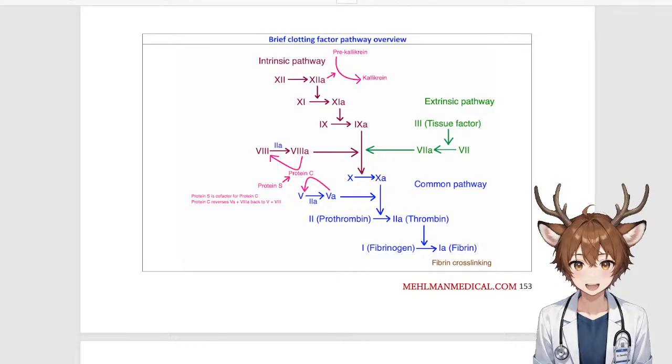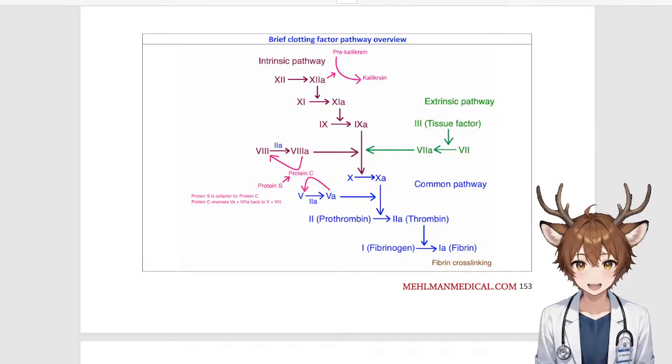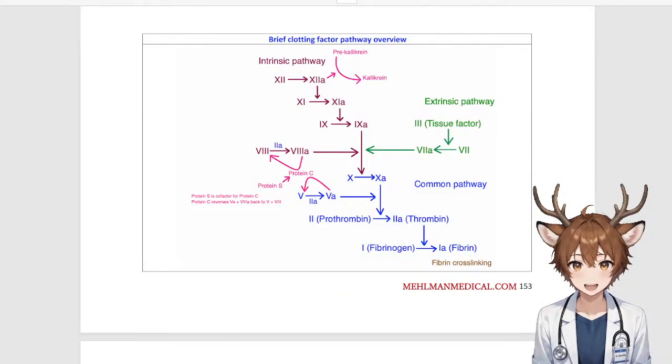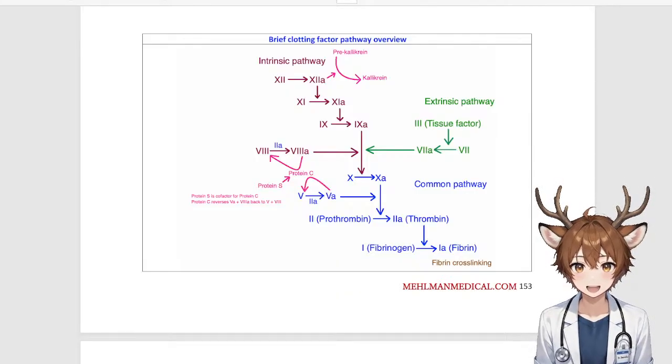Okay, so here is a brief clotting factor pathway. So this is the extrinsic and the intrinsic pathway. This is a very simplified one. You can go look it up more for information for different stuff.